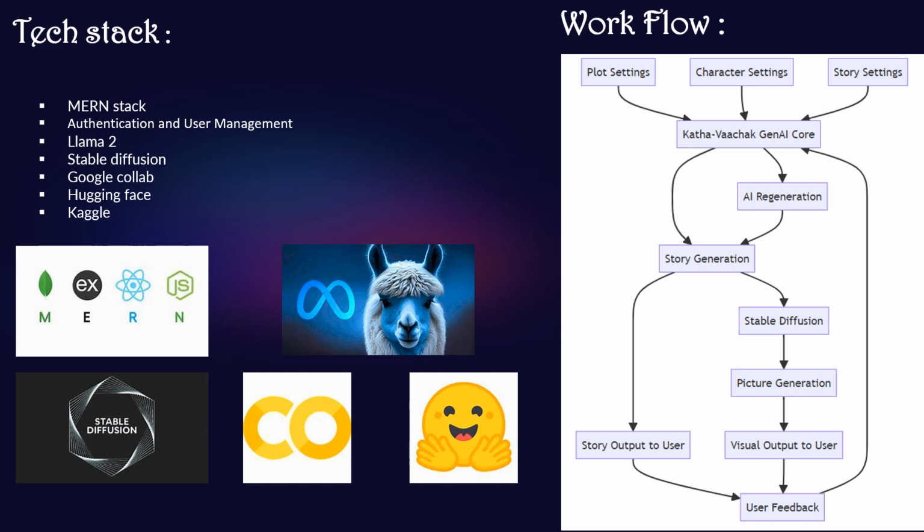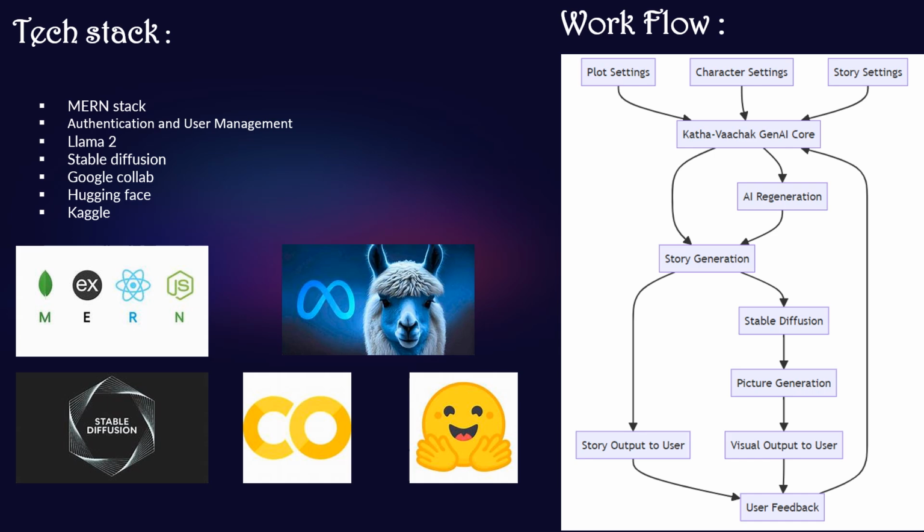Workflow. Users input the plot, characters, and story settings. Katha Vaachak's GenAI code generates a story. The AI refines the story based on inputs. Stable Diffusion generates images, and the story and visuals are presented to the user. Users provide feedback for further improvements.